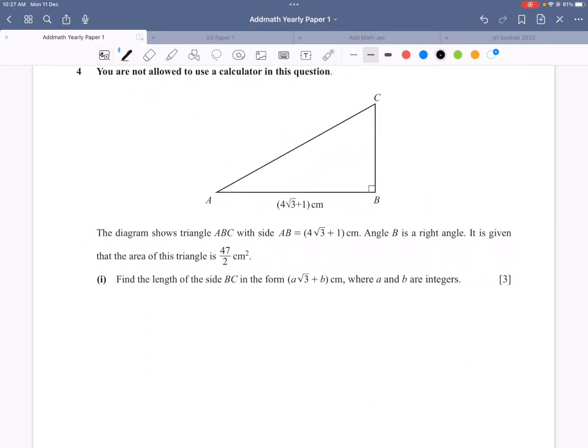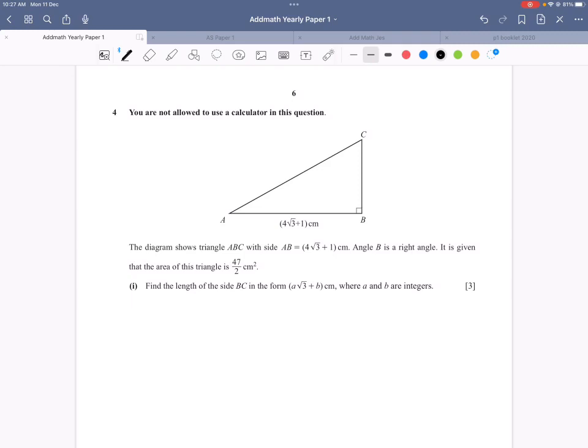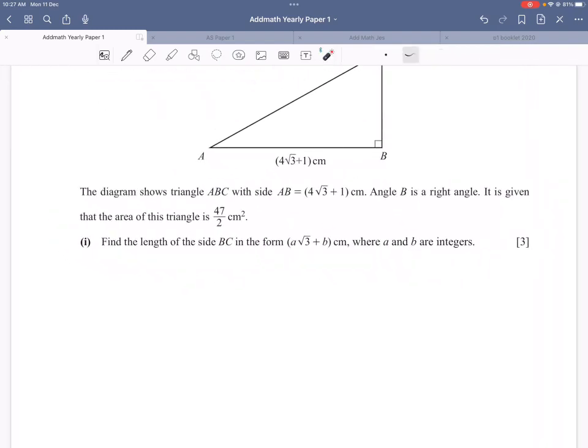Question number 4. The diagram shows triangle ABC with side AB is 4 root 3 plus 1. Alright, let me tell you, question number 1 and 3 are part of sets and matrices that is not included in our Addmath syllabus after 2020. That's why I eliminated those 2 questions. Moving back, AB is 4 root 3 plus 1, angle B is a right angle. It is given that the area of the triangle is 47 over 2. Find the length of the side BC in the form of a root 3 plus b.